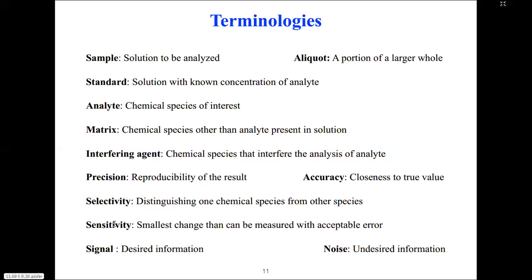Similar types of information are also obtained while you are running the instrument or while you are doing chemical analysis. The desired information is the signal and the undesired information is the noise. So from now on, whenever we talk about chemical analysis, make sure you use this terminology as it is supposed to be. Don't mix analyte and sample. Most of you are confused with analyte and sample. Make sure you know the differences. Make sure you use the right terminology.